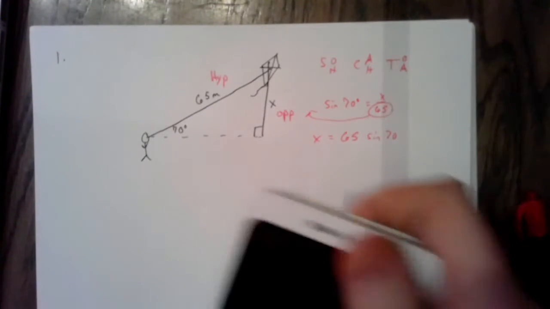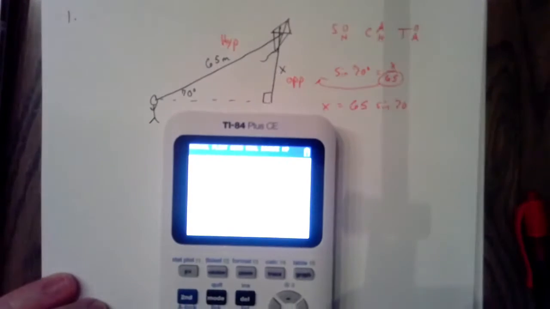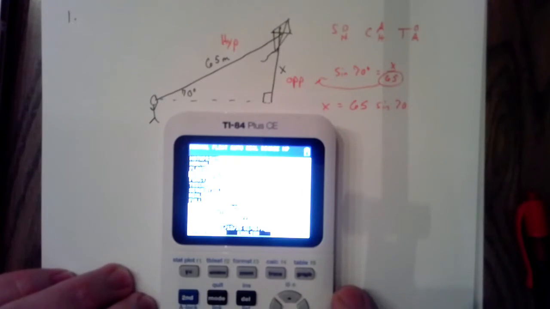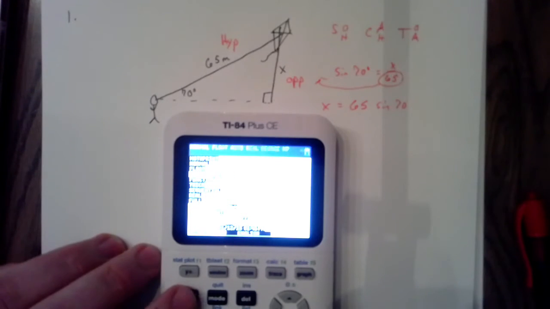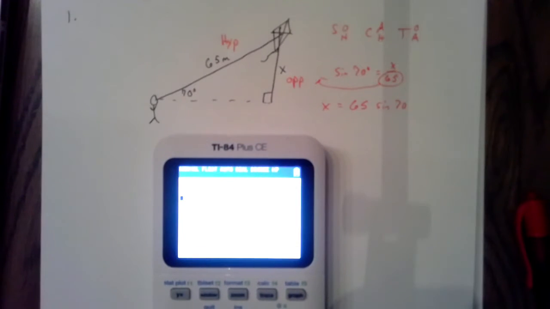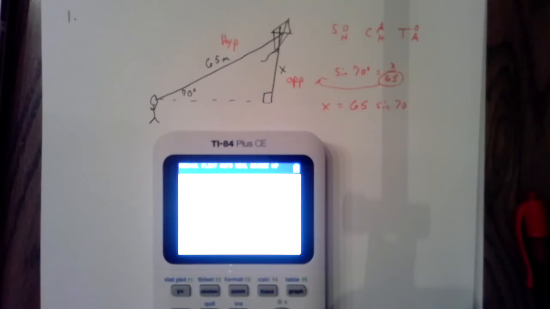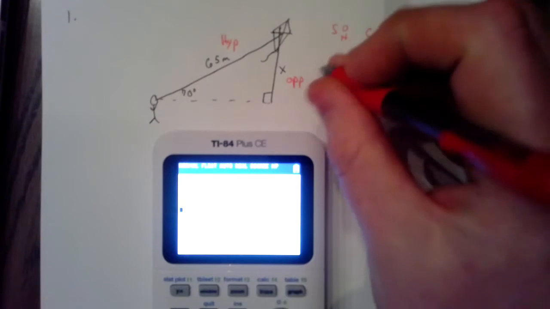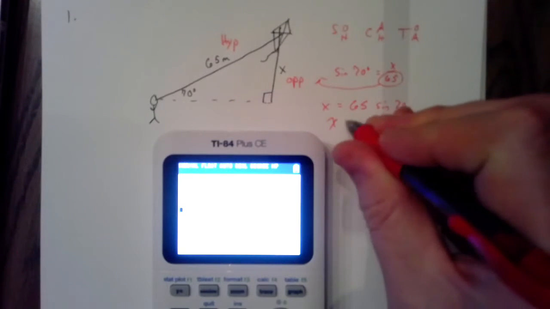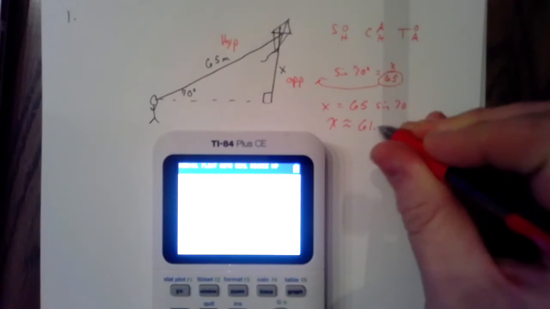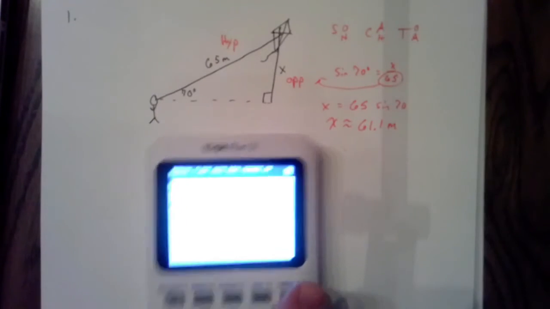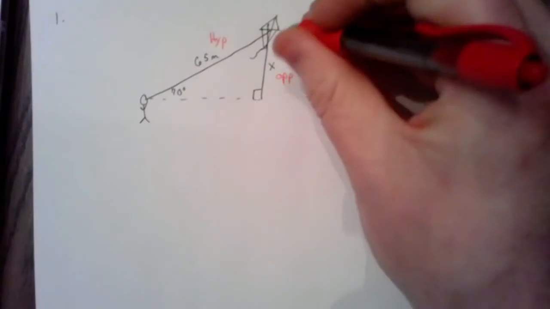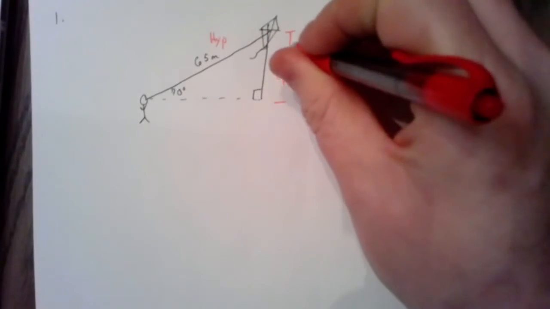So here, I go to my calculator. Remember, I'm going to turn it on. I go to mode, and I go down to where it says degree, over, and enter. Make sure degree is highlighted. I hit clear. And I know this is hard to see on the camera, so don't worry about that too much. But I type in 65 sine of 70. And because I'm in degree mode, I find out that this is 61 meters off the ground. So I find that x is about 61.1 meters.